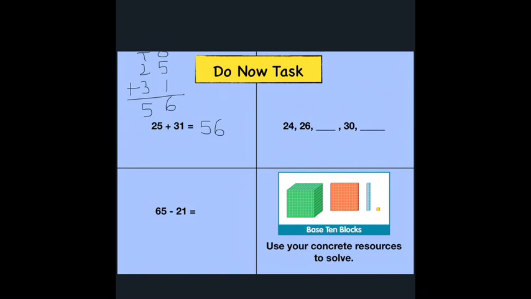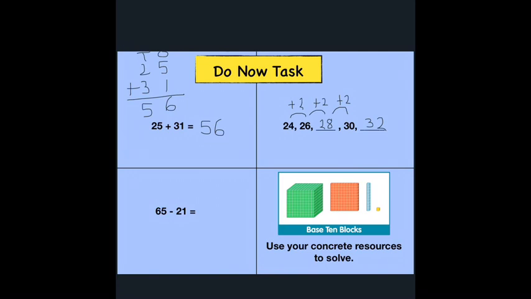Next, we have got a sequence. 24, 26, something, 30, something. So I'm going to try and work out how much our sequence is going up in. I'm going to look at these two here, and I can see that I would have to add 2 to get to 26. It's getting bigger. So I'm going to add 2 from 26, and that would give me 28. And I'm going to check that I'm correct because I should be able to add 2 to 28, and yes, it gives me 30. And my last one, I'm going to add 2 again, and that would give me 32.